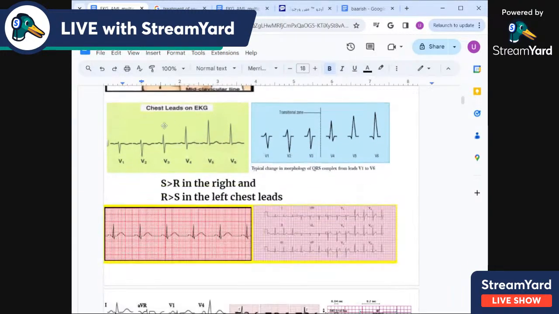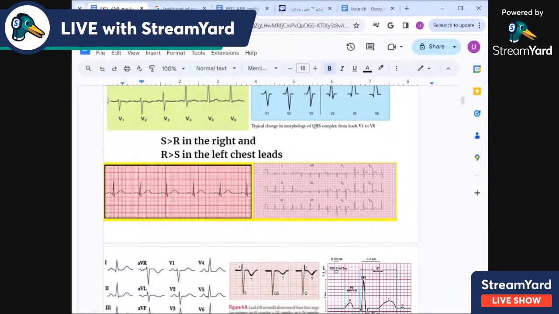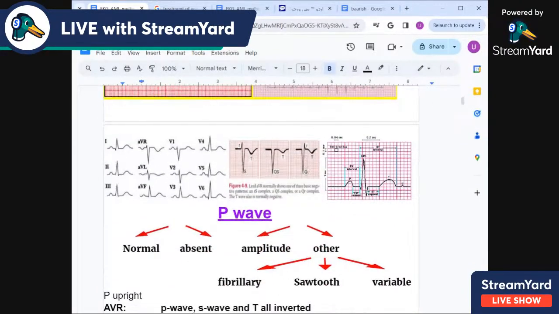The shapes of the different PQRST in the chest leads are like this. S is larger than R in the anterior chest leads, and R is larger than S in the left-sided leads, and R is tallest in chest lead V5. So these are the different leads.